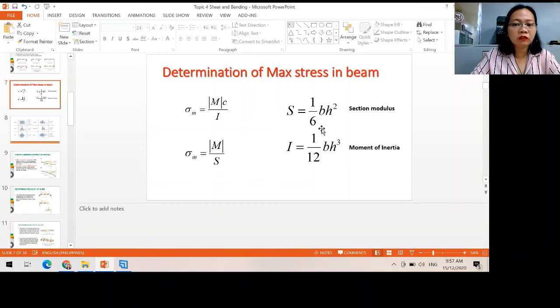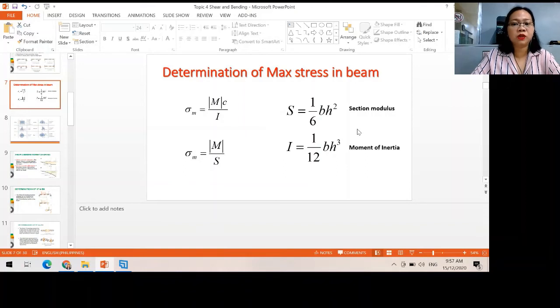And this is the formula for the section modulus. S is equal to 1 over 6 BH squared. Then for your moment of inertia, I is equal to 1 over 12 BH cubed. But take note, these equations are for a rectangular cross-section.